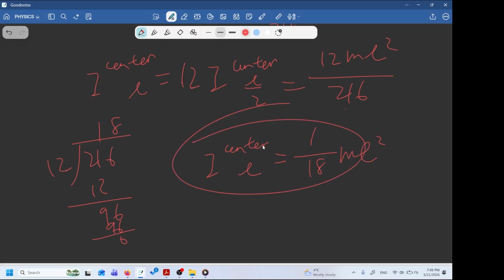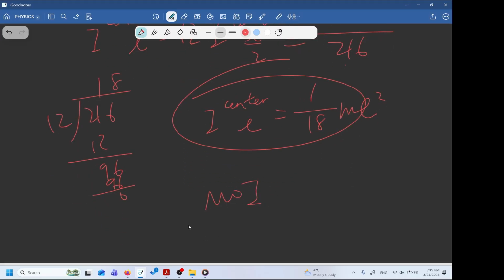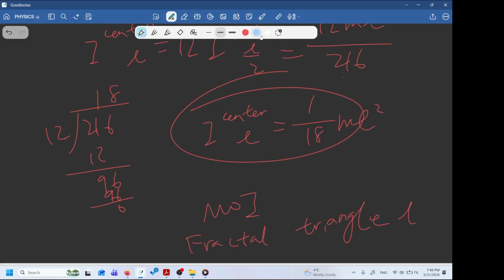And that is the moment of inertia of a fractal equilateral triangle of side length L. And that is also our answer to this question.